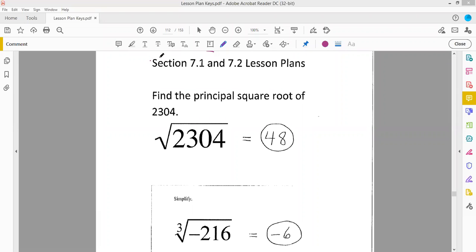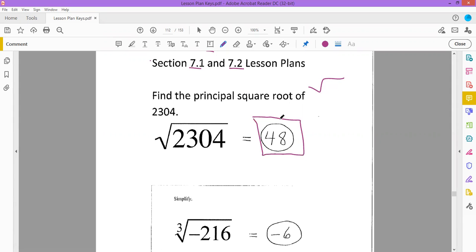All right, everyone. These notes are going to cover sections 7.1 and 7.2, which deal with root problems, and you can make calculations of the roots using your scientific calculator. So you should see what's called a square root symbol on your calculators, and you simply plug in the square root of 2,304. When you do that, you should get 48.